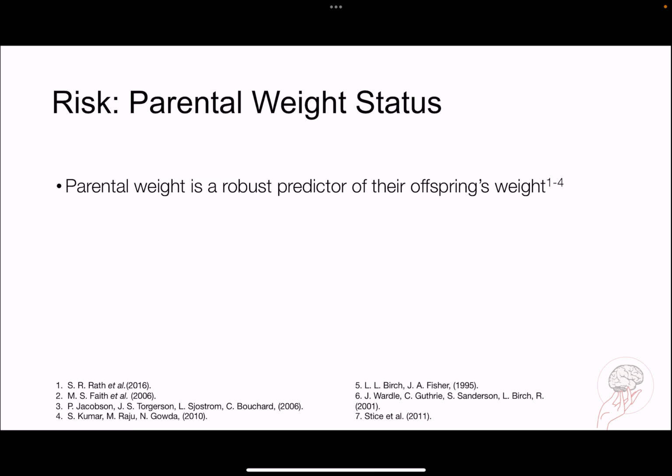An additional risk factor, along with just excess weight gain, is parental weight status. So, parental weight status is the most robust predictor of their offspring's weight. And that's because parental weight combines genetics and environment.